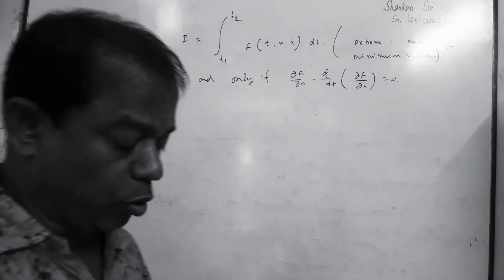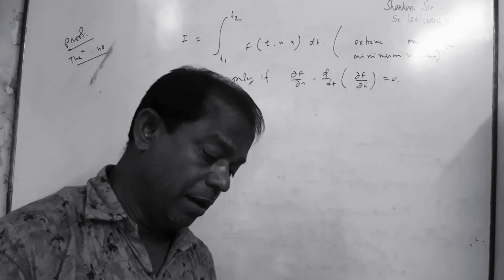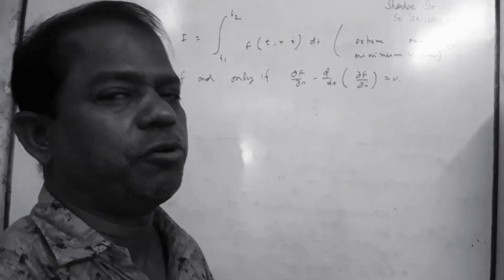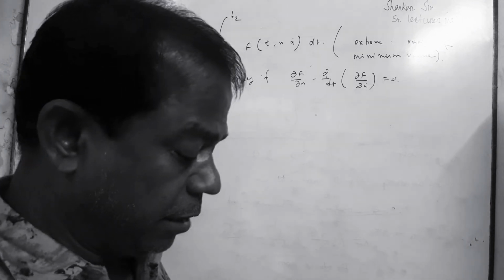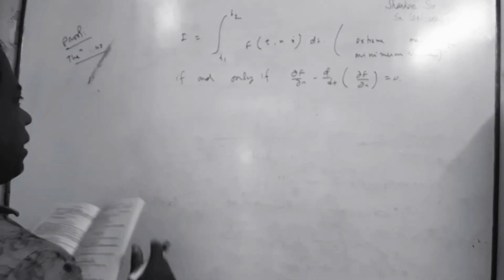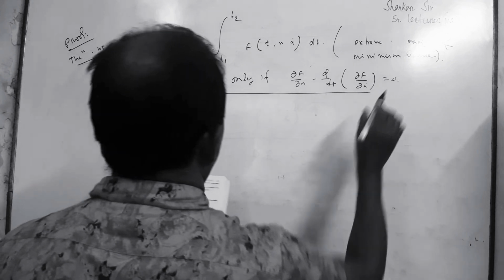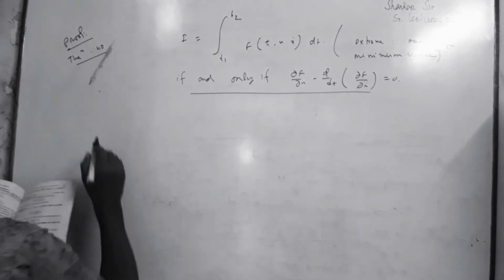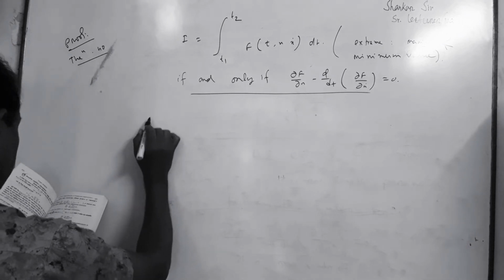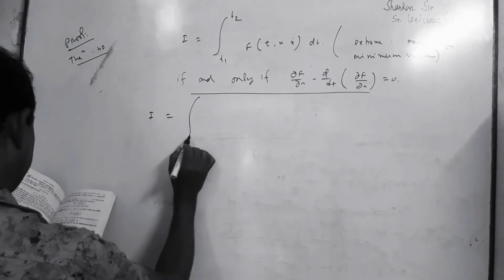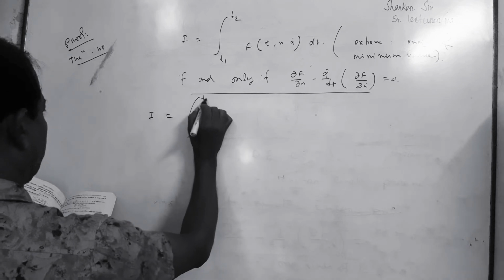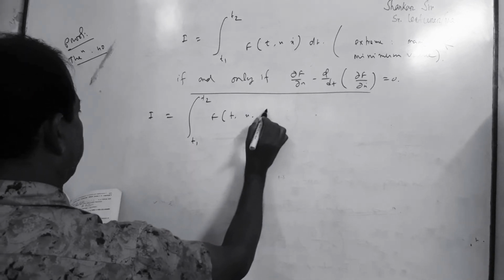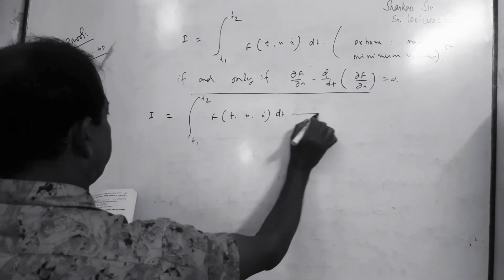Many students ask me, sir, is this theorem important or not. I think this theorem is so important, and you have to practice it at home. Obviously, firstly you have to memorize I equal to the integral from T1 to T2 of f of t, x and x dot dt. This is number 1.